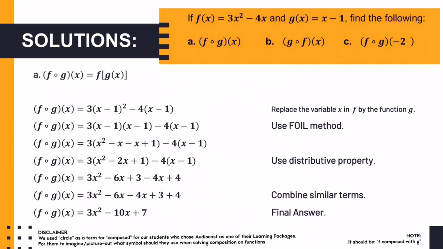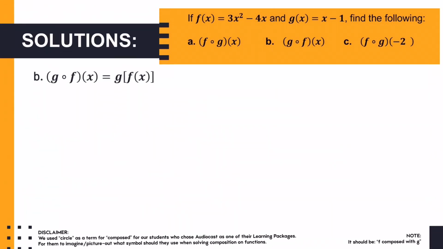Easy, right? Let's try another example. Example B. G circle f of x is equal to g of f of x. Again, first step, identify what is the first function. This time, function g is the first function, which is x minus 1. Then the second function is function f, which is 3x squared minus 4x.